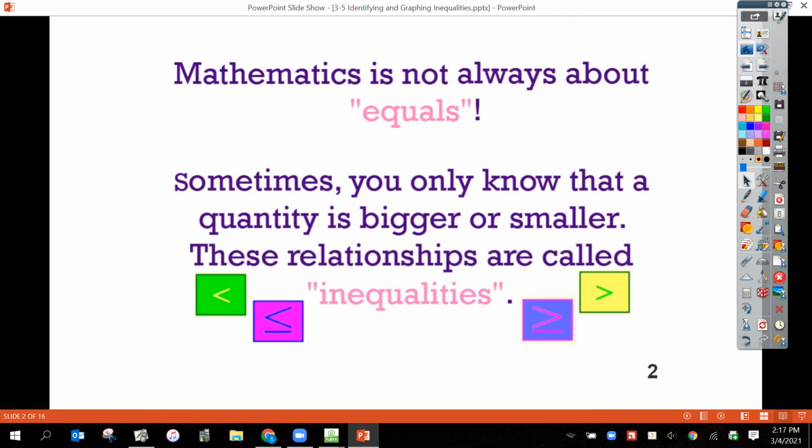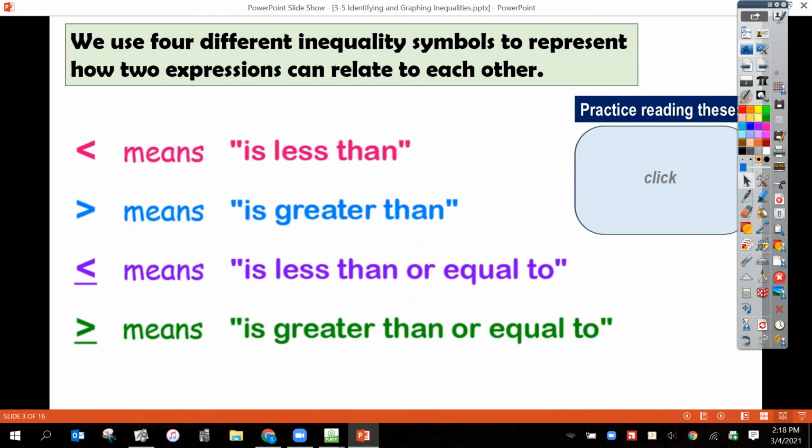Mathematics is not always about equals. Sometimes you only know that a quantity is bigger or smaller. These relationships are called inequalities. We use 4 different inequality symbols to represent how 2 expressions can relate to each other.